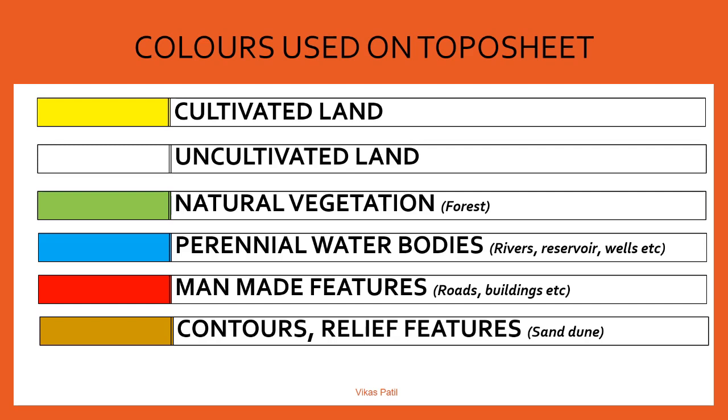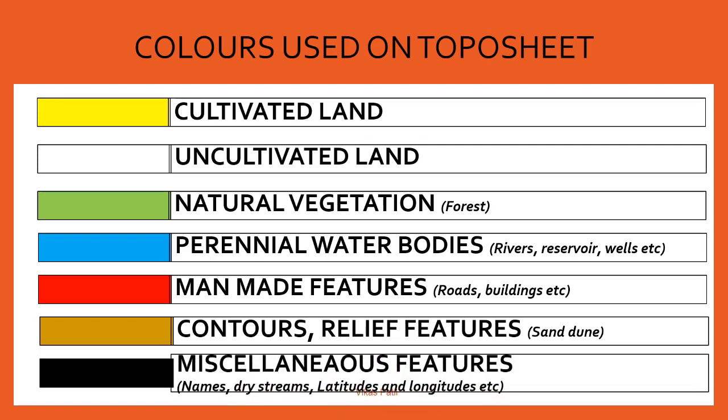Last but not the least, black color is used to show miscellaneous features. For instance, all the labels, the names are in black. Dry streams are shown in black color. The set of latitudes and longitudes are also shown in black color.